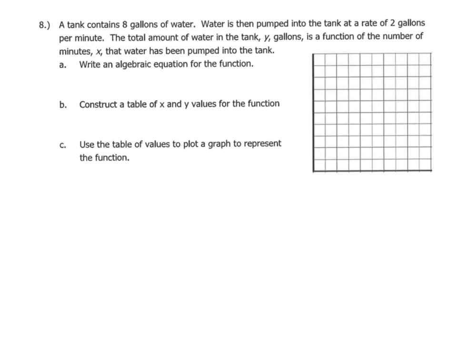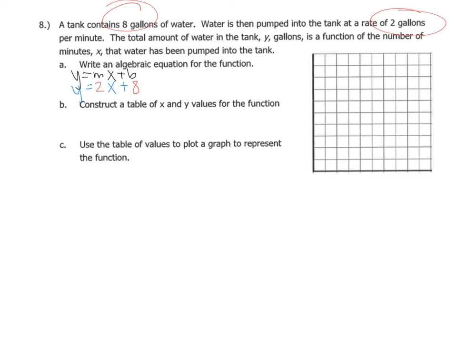All right, a tank contains 8 gallons of water. Water is then pumped into the tank at a rate of 2 gallons per minute. The total amount of water in the tank, y gallons, is a function of the number of minutes x that water has been pumped into the tank. So write an algebraic equation. Remember, our equation is y equals mx plus b. In this case, our rate is 2, so our m is 2. And it starts with 8 gallons, so that was our starting point. So y equals 2x plus 8. This is our algebraic equation.